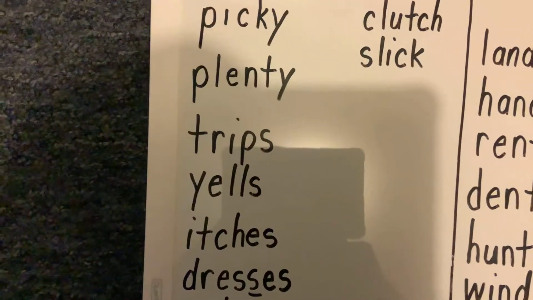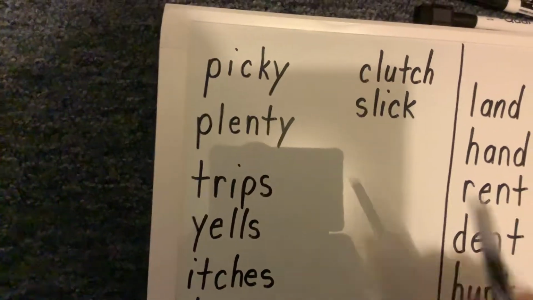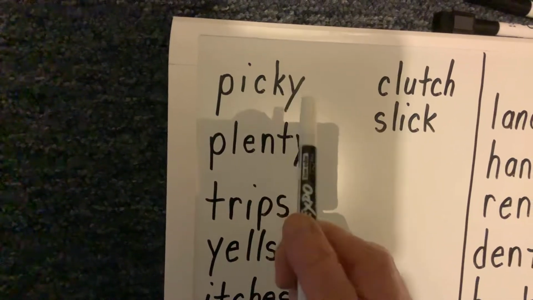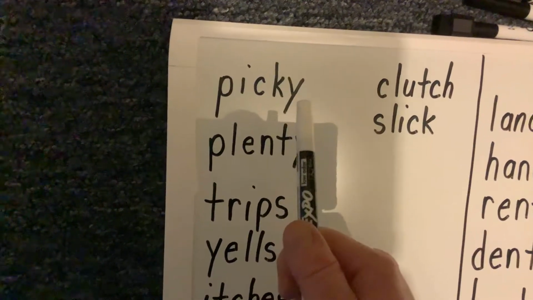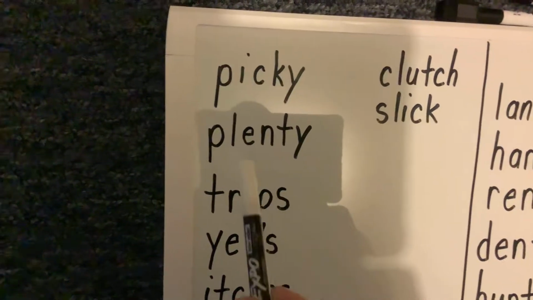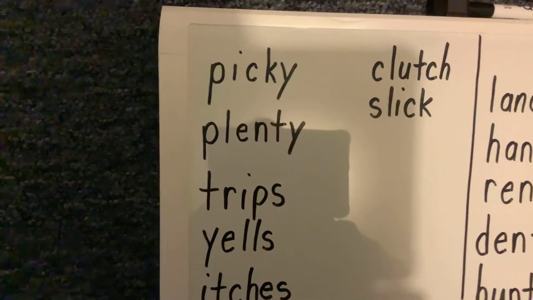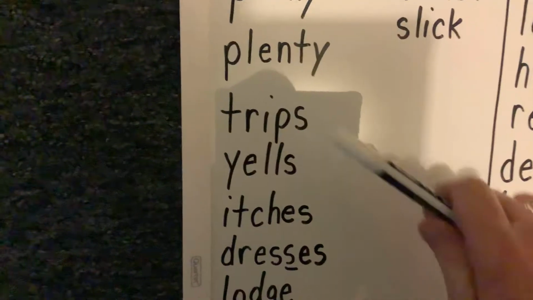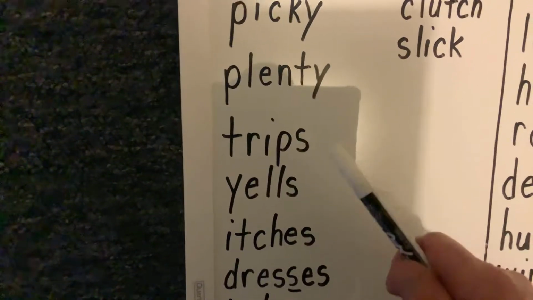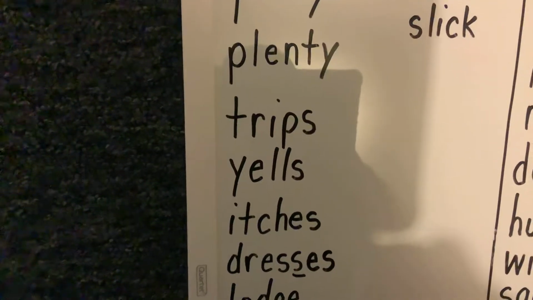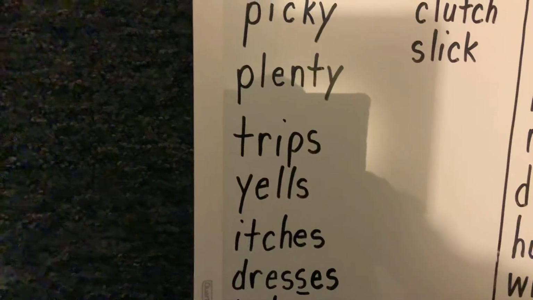So let's talk about some of these words. Picky, that means, like I've heard people say, you're a picky eater. You kind of don't like a lot of things. Plenty, that means you have a lot of something, plenty of something. And we talked about trips. That can mean lots of trips, or it can mean that someone trips over their shoestring, falls down. It can be an action word.